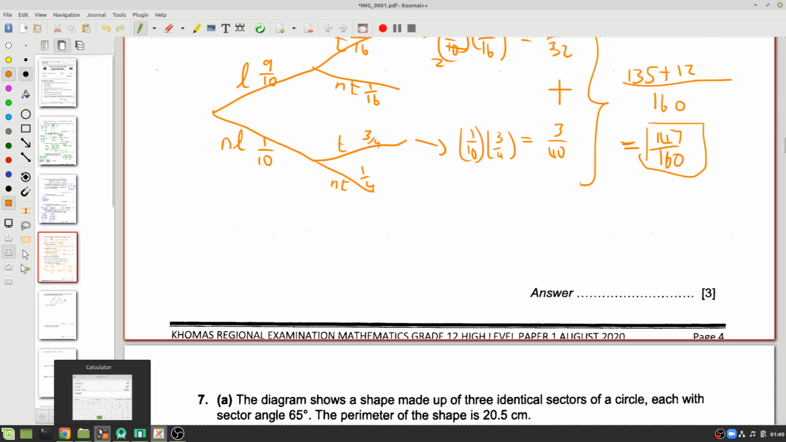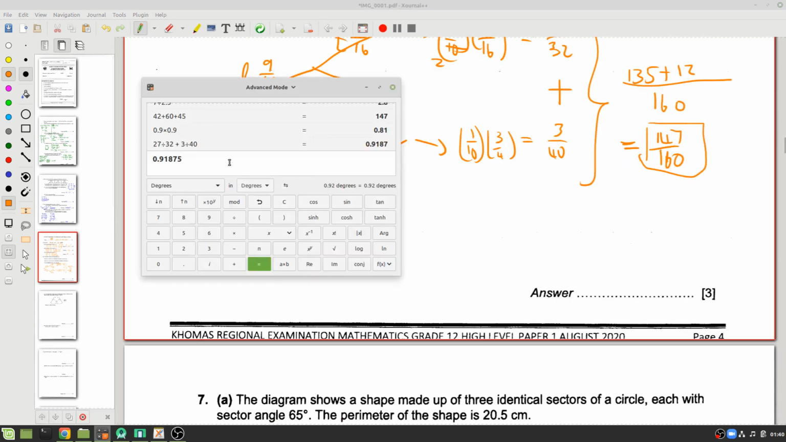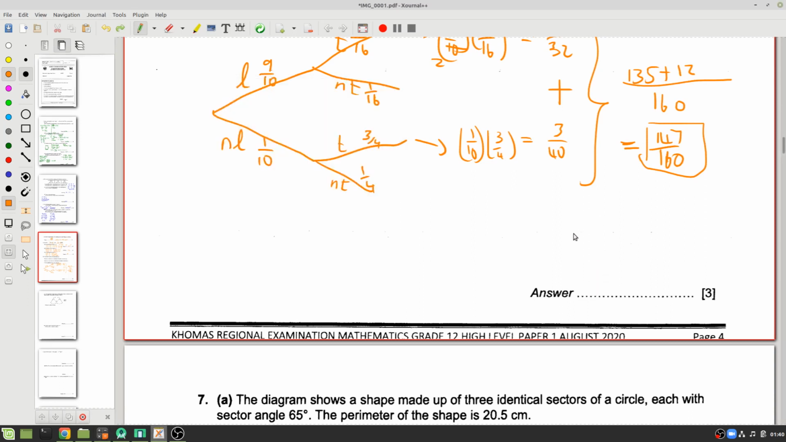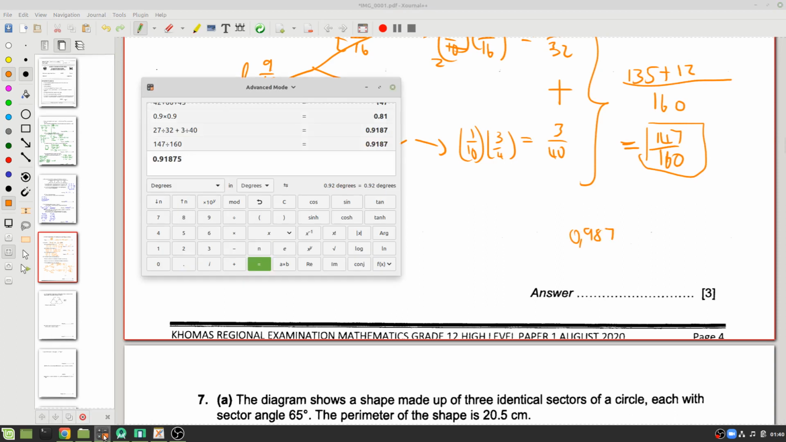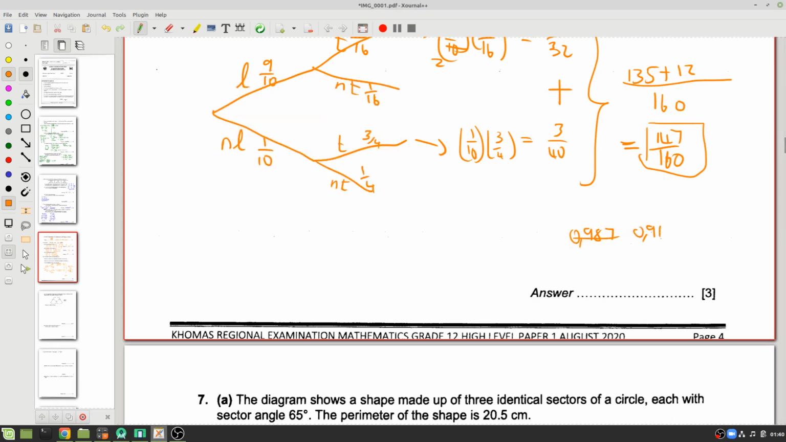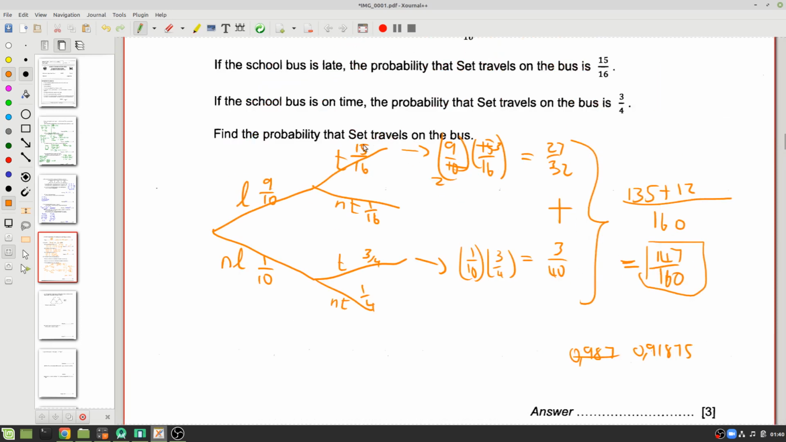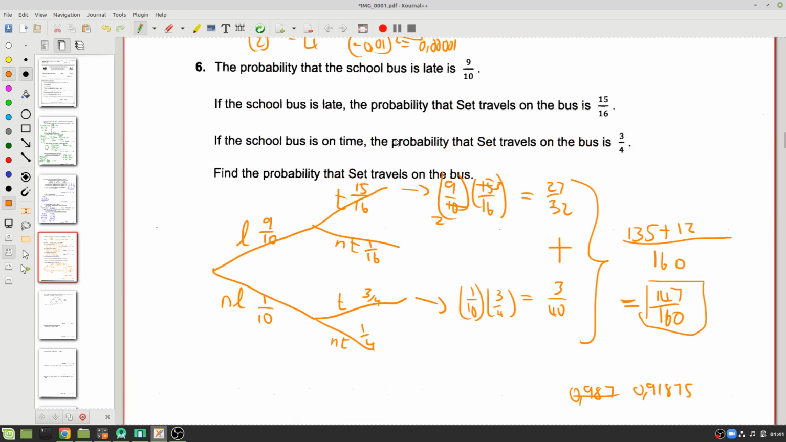Or we could write it as a decimal. Let's just make sure. 147 divided by 160, that's 0.91875. Okay, 0.91875, and they didn't tell us to what degree of accuracy we should round this off.